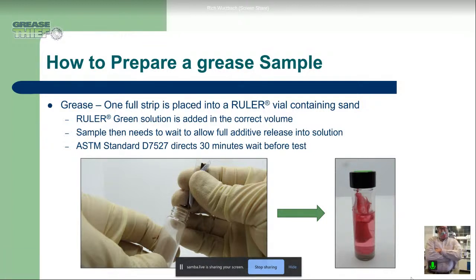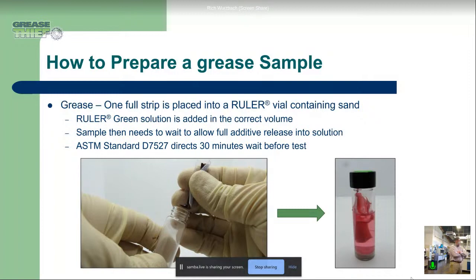So once that's in there and it's been agitated and the solvent's doing its work, then we want to allow a full additive release into solution. The ASTM standard that's specific for grease evaluation for RULER, D7527, directs you to wait 30 minutes before the test. We've done some studies here with different kinds of greases, and we found that while that 30 minutes does work for some greases, in other cases, we find that there is a diminishing contribution if we let it go longer, that at 6 hours tends to go to near zero.